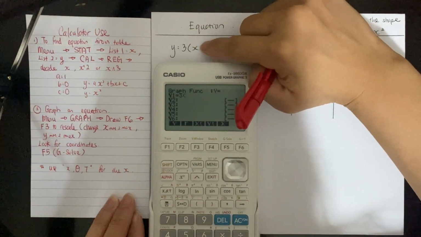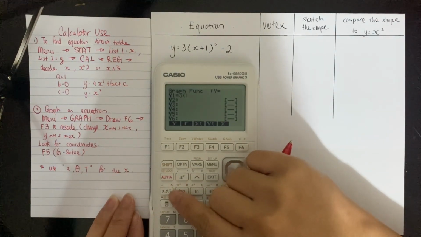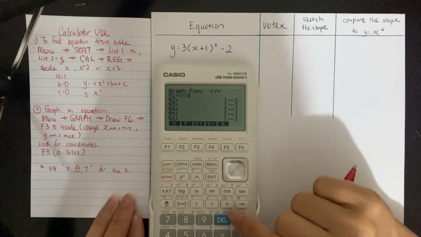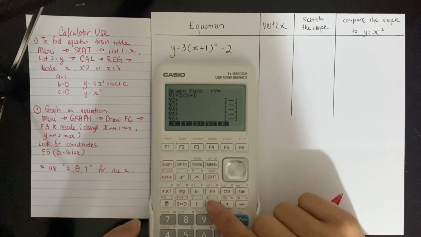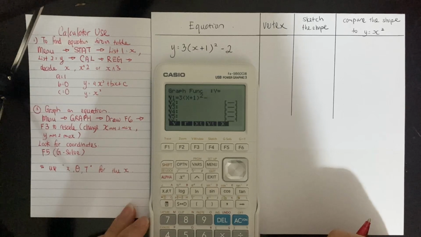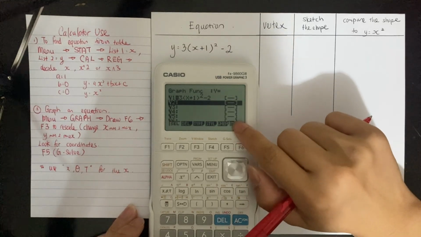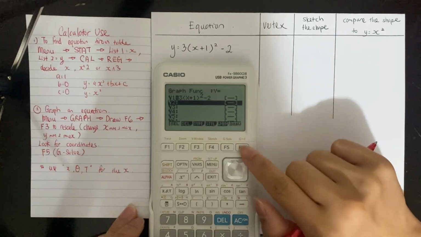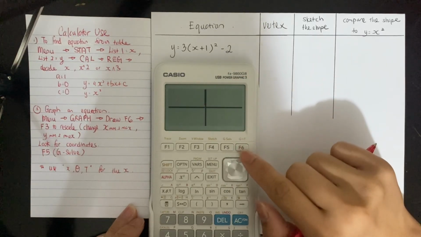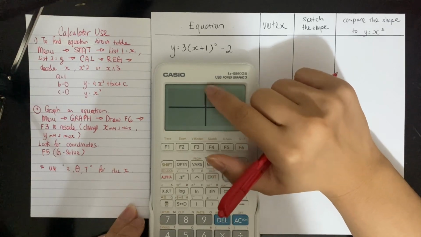That x has to come from this button here, the x, theta, and the t. That button should be your unknown, plus 1, close brackets, to the power of 2, take away 2. Okay, and then I'll press enter. So F6, there is this draw. Let's go F6. See, you can actually see that the graph here is very tiny.